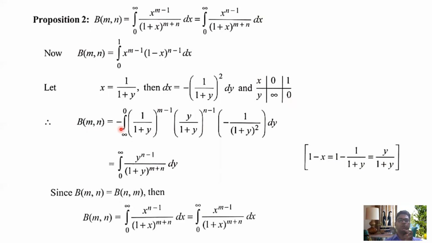So from here, beta mn is equal to minus integral from infinity to 0 of (1 by (1 plus y)) to the power m minus 1, (y by (1 plus y)) to the power n minus 1, into minus 1 by (1 plus y) whole square dy. Clear? Now you can simplify this. After simplification, what you have? Integral from 0 to infinity of y to the power n minus 1 by (1 plus y) to the power m plus n. Because 1 minus x is equal to 1 minus 1 by (1 plus y), which is equal to y by (1 plus y). Clear?